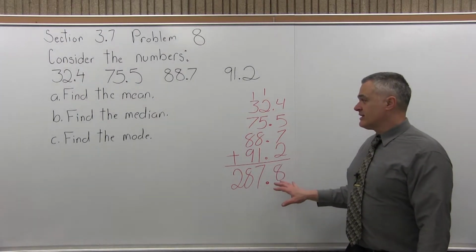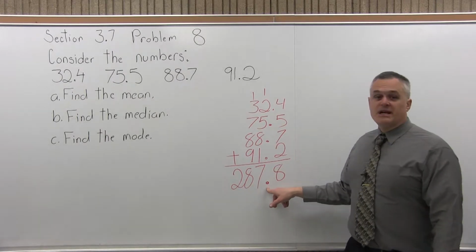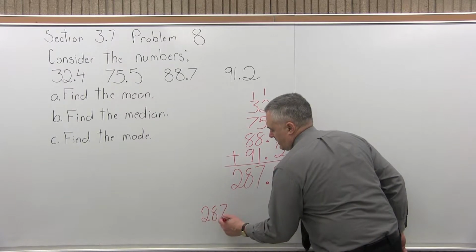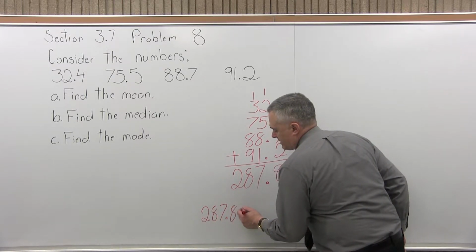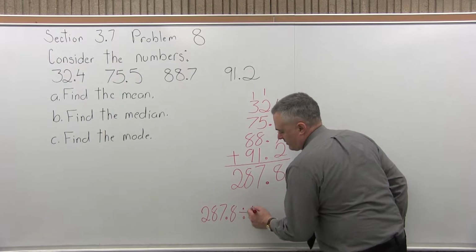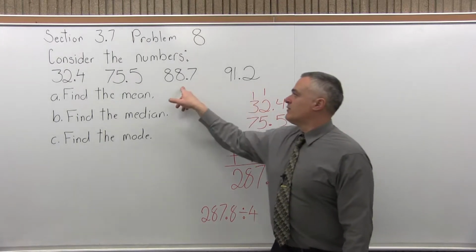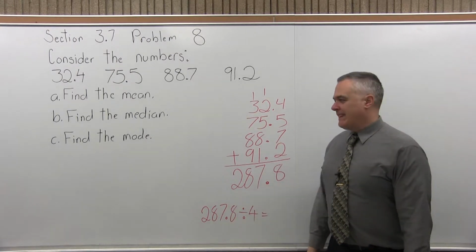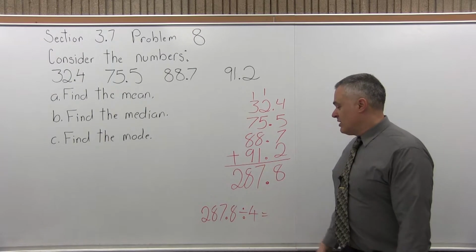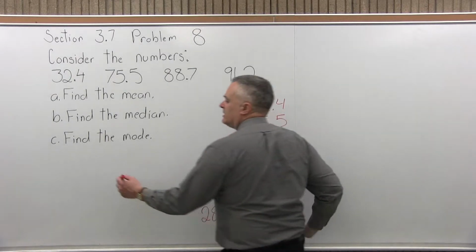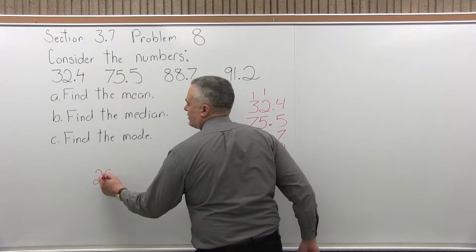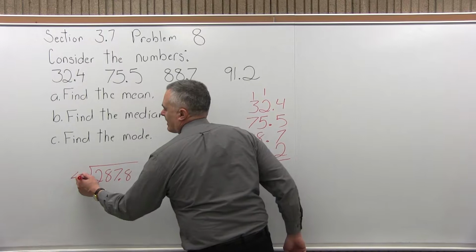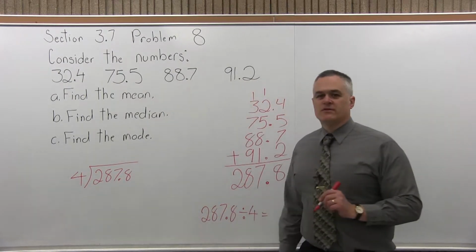Now that's the total, that's not the answer for the mean. To get the answer for the mean, I have to divide that by 4. If you have a calculator, just put the number you want to divide in first, press the division symbol, and enter what you want to divide by. Why 4? Because there are 4 numbers in my list. Equals, and you get the answer right away. If you don't have a calculator, put the 287.8 under the division symbol, and the 4, the number you're dividing by, in front of the division symbol.